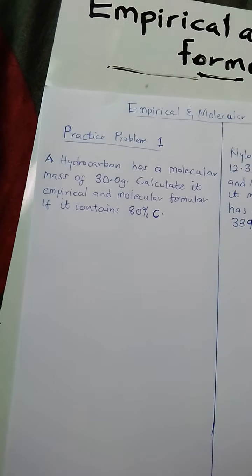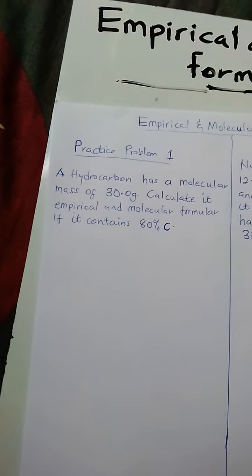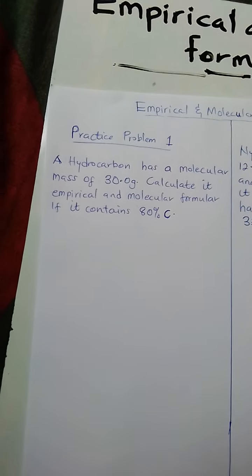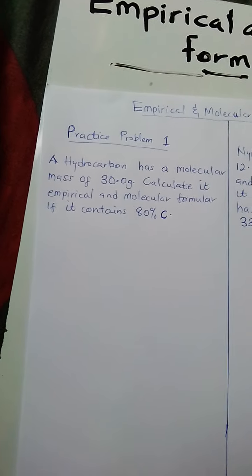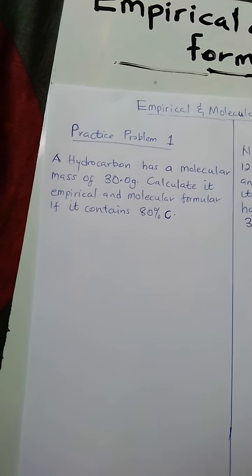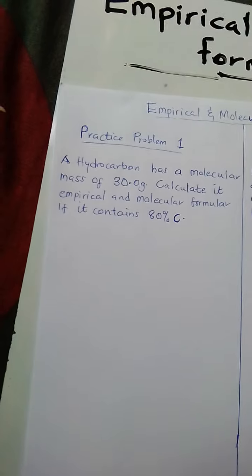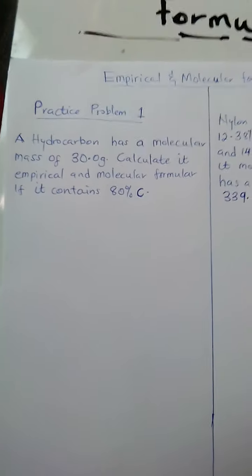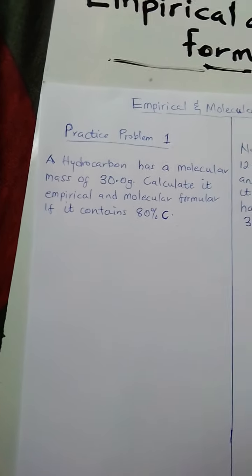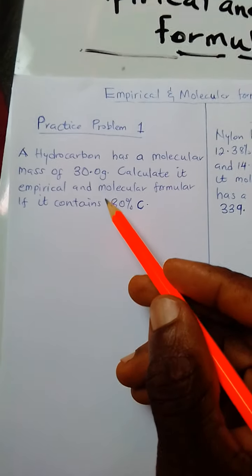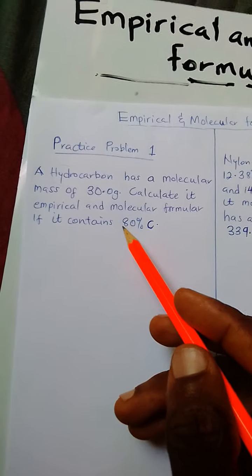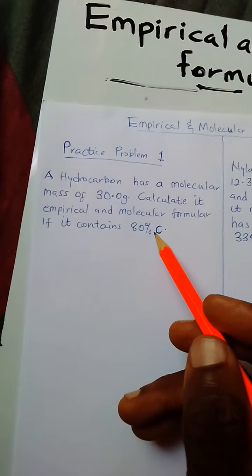Practice problem 1 says that a hydrocarbon has a molecular mass of 30 grams. Calculate its empirical and molecular formula if it contains 80% of carbon. So a hydrocarbon means a compound containing carbon and hydrogen. So this percentage means that when you take 100 grams of the hydrocarbon, 80 grams of the entire mass is carbon.